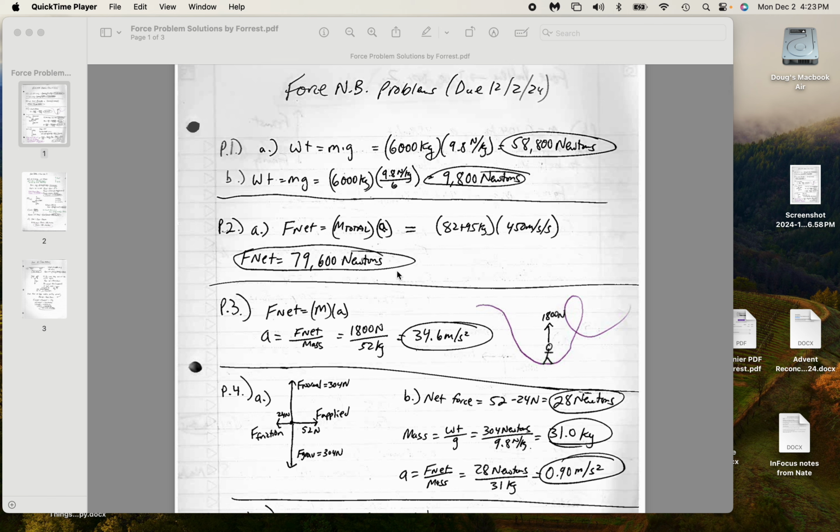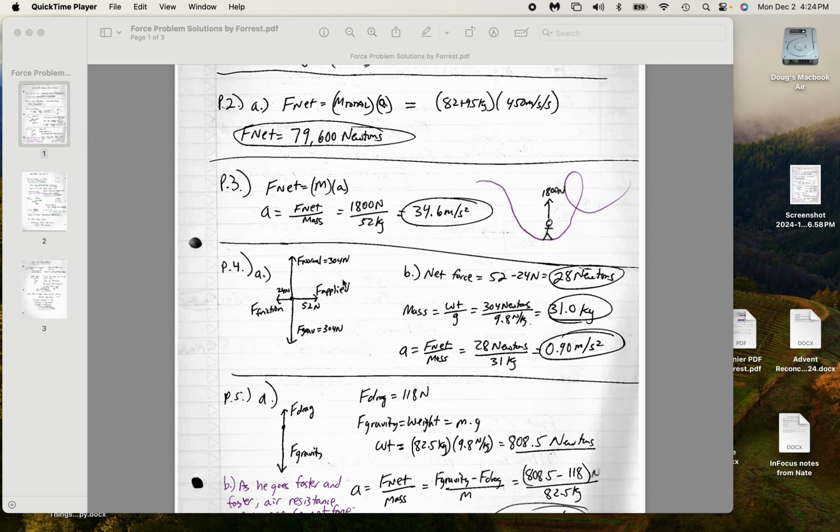For P3, it was essentially a person, Sophia, whose mass was 652 kilograms and experienced a net force of 1,800 newtons. So you were asked to figure out the acceleration, 34.6 meters per second squared. That actually is pretty high, but it's typical of some of the more extreme roller coasters.